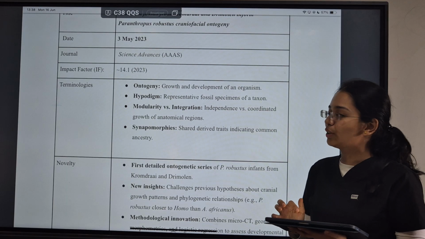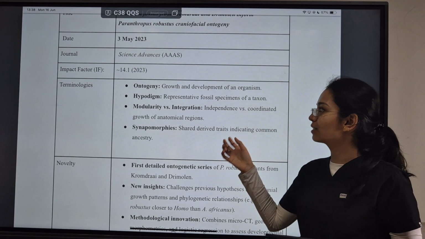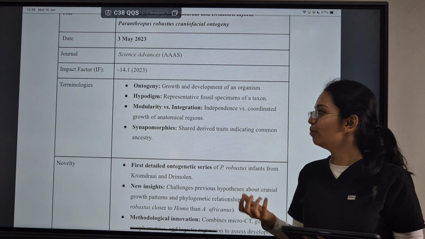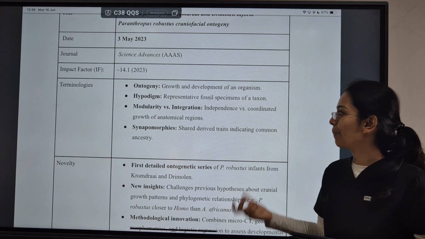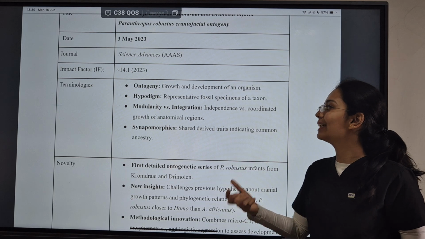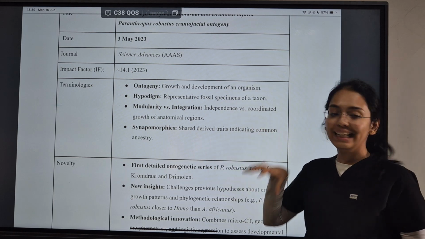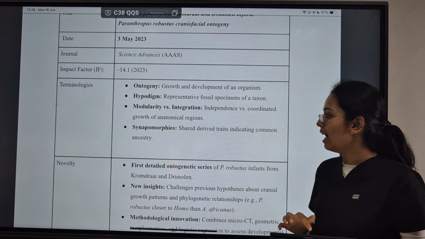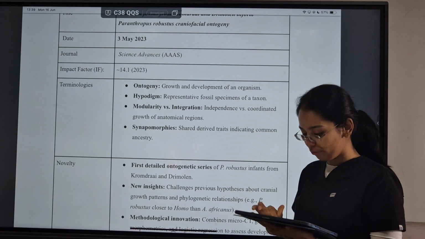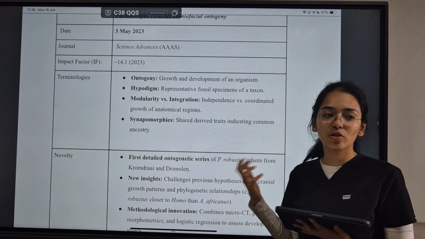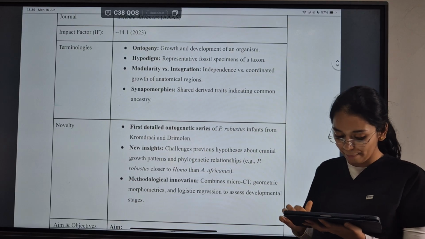So the terminology which we need to know before moving on to this is: ontogeny is the growth and development of an organism, and holotype is a representative fossil specimen of a taxon, and modularity versus integration is nothing but independence versus coordinated growth of anatomical regions, and synapomorphy is shared derived traits, which always indicates a common ancestry.